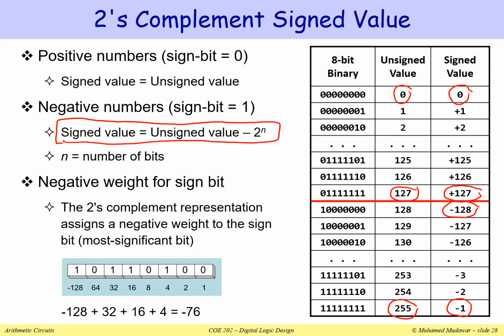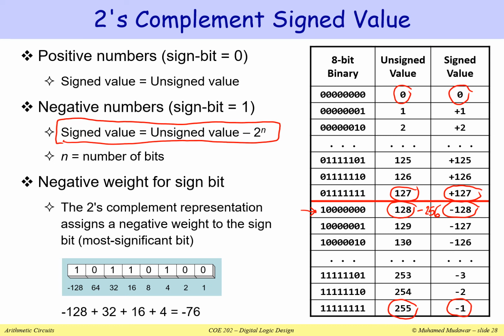And the reason why it is the case is that we have seen that's how we obtain the 2's complement. So you can always relate the signed and unsigned value. For example, if I take this number here, which is in binary, its unsigned value is 128, but then if you say minus 2 to the power 8, which is 256, you will get negative 128.